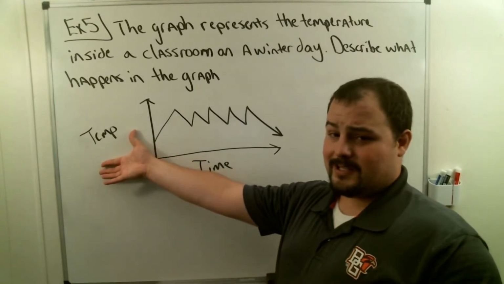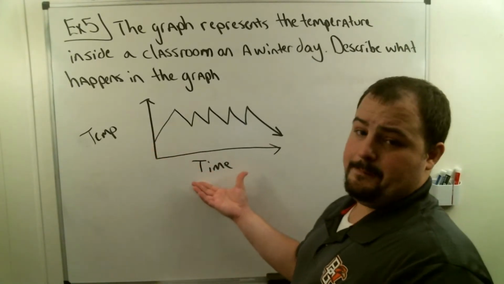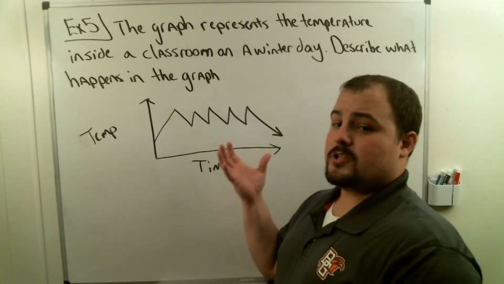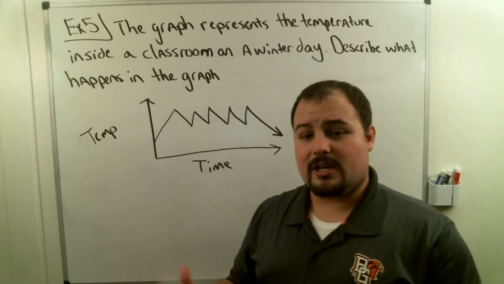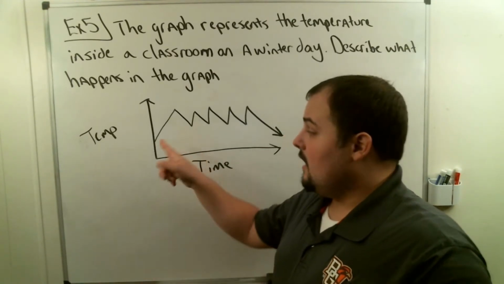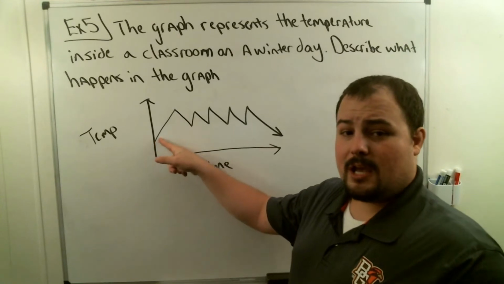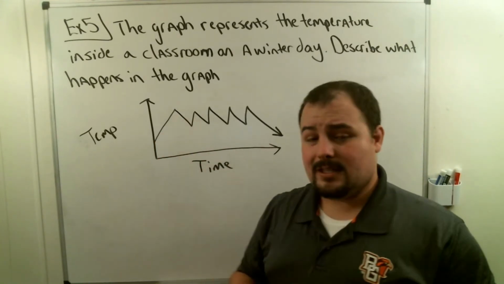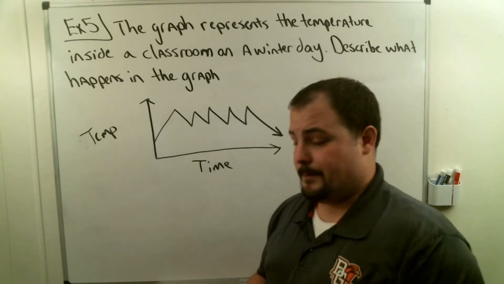This is the temperature inside the classroom, and this is time. Time is always going to be moving forward, so the graph is always going to be moving forward. And the temperature in the classroom is always going to be changing, so we need to think about what might be happening. At the very start of the day, the temperature is going up. So think about a classroom. Why might the temperature be going up at the start of the day?